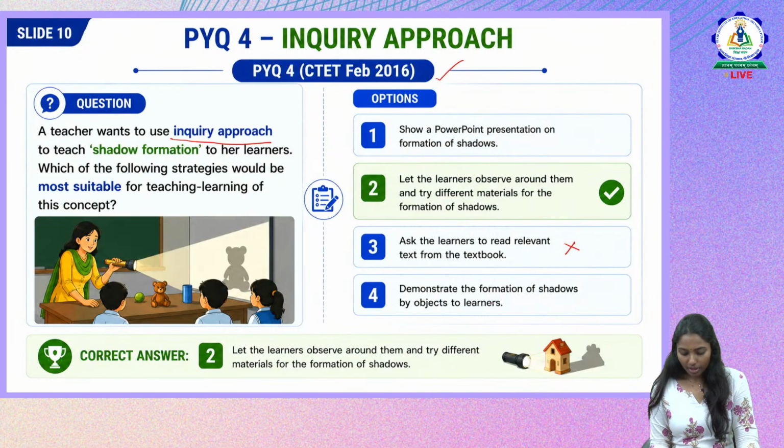Demonstrate the formation of shadows by objects to learners. It is demonstration again, not an inquiry based approach. So we can cancel out all the 3 options. So remaining option, let the learners observe around them and try different materials for the formation of shadows. This is about inquiry, which is nothing but you give a certain situation to them. They just go on checking hypotheses whether this will happen or not, how each of the objects interact with each other, and they try to draw conclusions by themselves. This is one of the methods of inquiry approach.